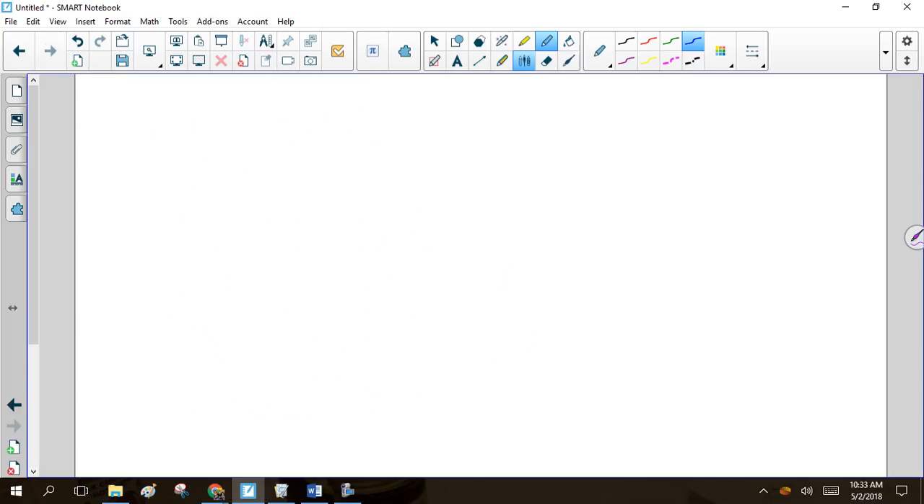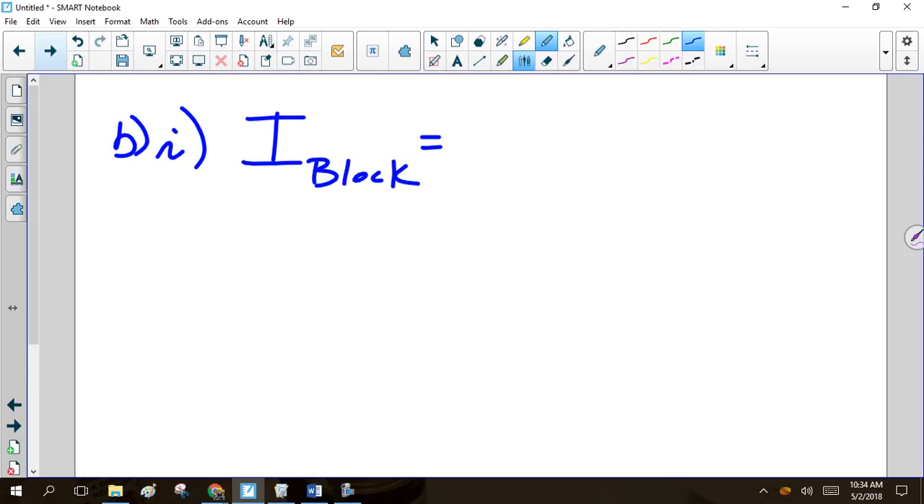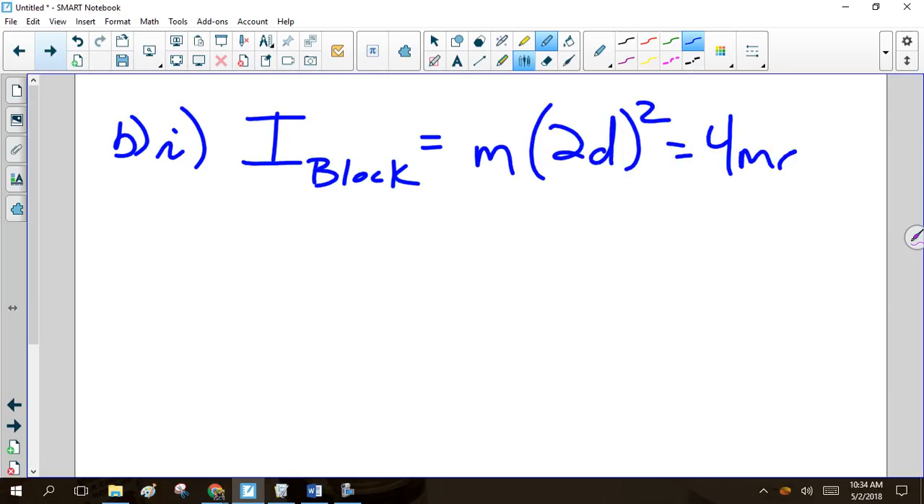Let's see. Part B, Roman numeral I. Determine an expression for the rotational inertia of the block around the axis of the platform. Well, the block is very small compared to the size of the rest of the platform, right? So how should we consider the block? Point particle, right? So what's the rotational inertia for a point particle, you guys? mr squared. That's a thing you should memorize. So for us, it's m times the radius, 2d, squared, so you get 4md squared. Follow?